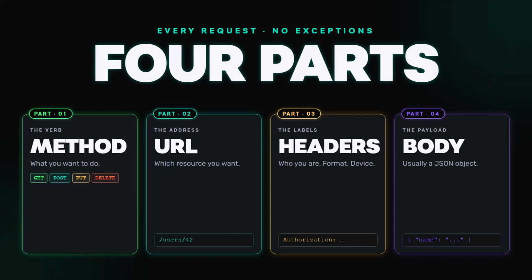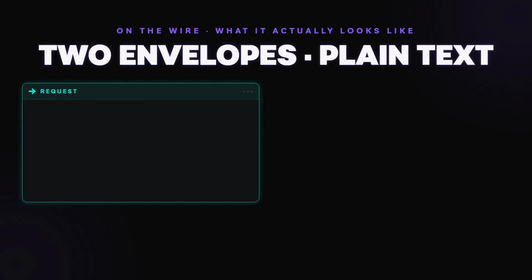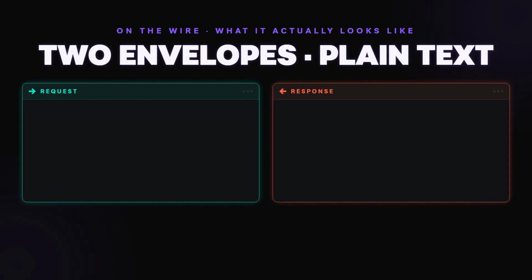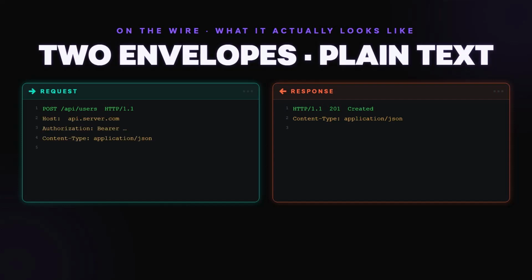Now here is what it actually looks like on the wire. Two envelopes, request on the left, response on the right. Look at the request. The top line says POST /api/users HTTP/1.1: the method, the path, the protocol version. Below that, headers: host, authorization, content type. At the bottom, the body, a tiny JSON object with the user's name and city.